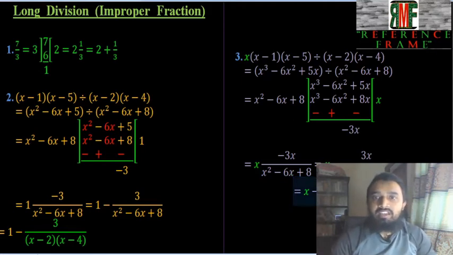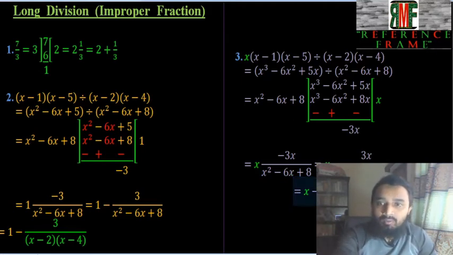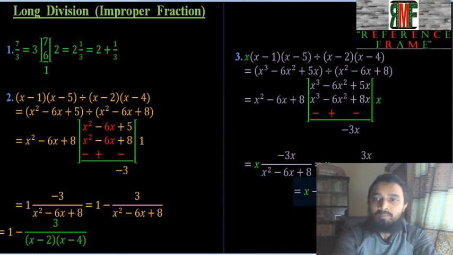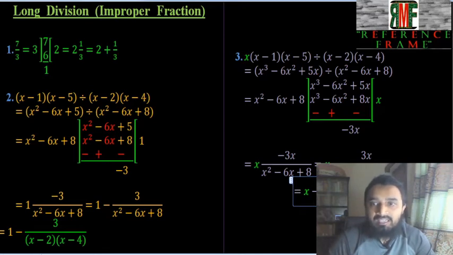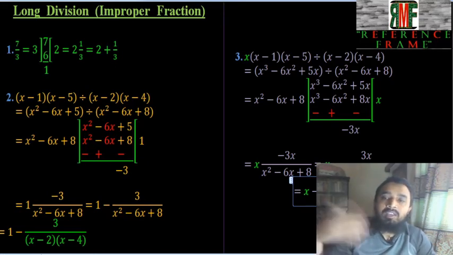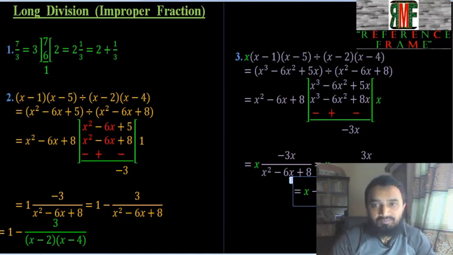So as you can see here, this is now what? This is this portion. Again, I marked this portion with the neon color. This is the proper fraction, right? As you can see, this is the proper fraction. So all you need to do is express this one into partial fraction.